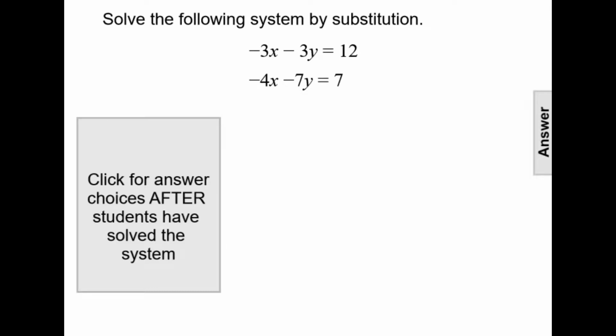Solve the following system by substitution. So when solving a system using substitution, you ideally want one of the equations in the original system to have a variable solved for or by itself. Here, we don't have that in either equation.